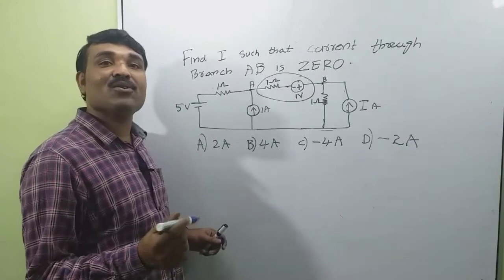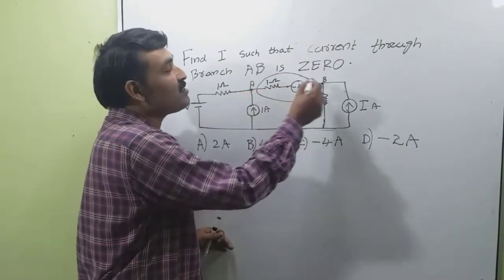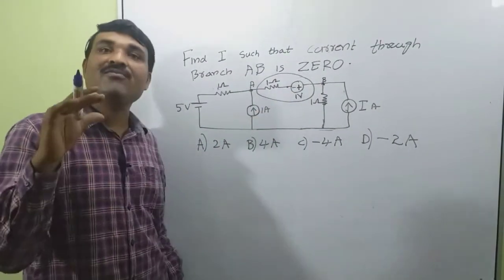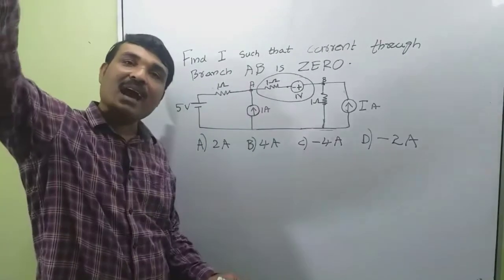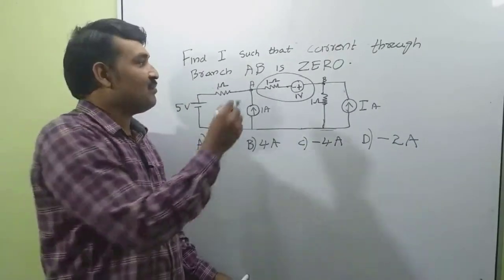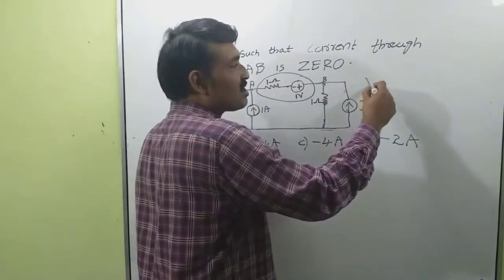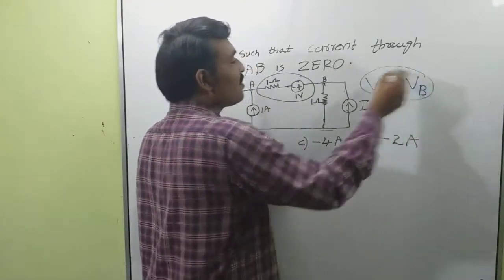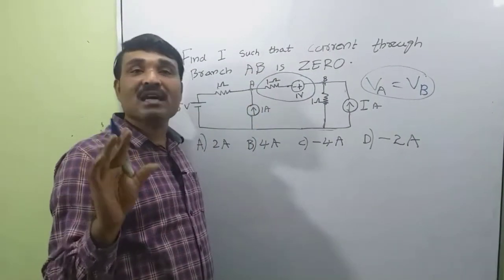So what is the condition for no current to be passed through this branch? That means the potential at this point should be equal to the potential at this point B, since current will flow only when there is a potential difference. We know that water flows from a high level to a low level, and current flows from a higher potential to a lower potential. If the potentials at these 2 points are the same, that is VA, the potential at point A, is equal to VB, then what happens? The potential difference between these 2 points becomes 0 and no current will flow. So that is a condition.